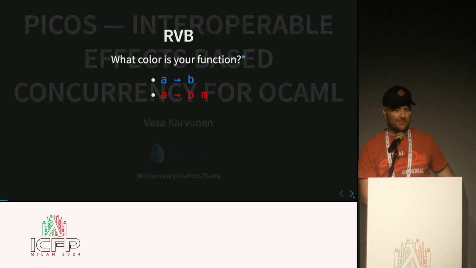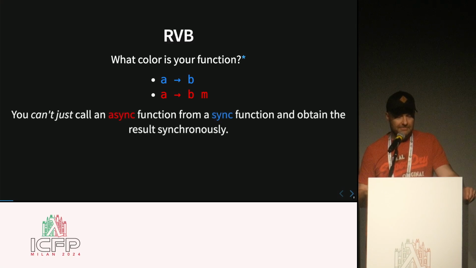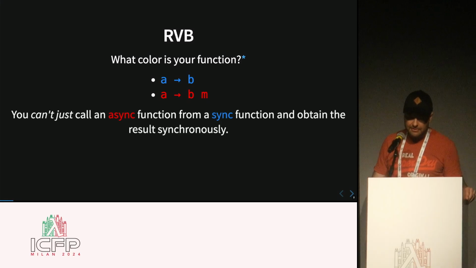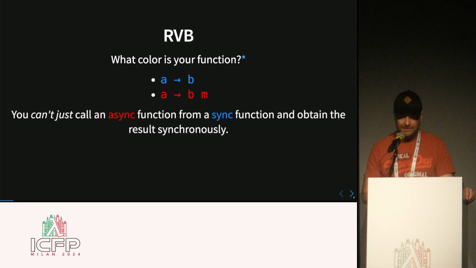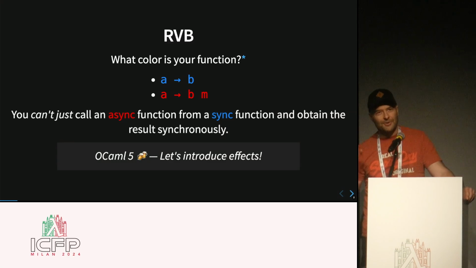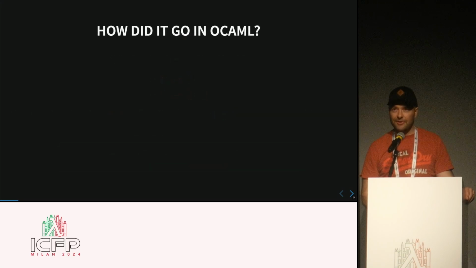So in 2015, Bob Nystrom published this blog post titled "What color is your function?" And there was this idea that if you have a language with blue and red functions, and you want to call a red function from a blue function, then it's going to be a problem. It's a problem because those red functions are asynchronous functions, and you just can't call an asynchronous function from a synchronous function and obtain the result synchronously. So of course, the developers of OCaml 5 knew how to solve this problem. Let's just introduce effects. And how did it turn out?